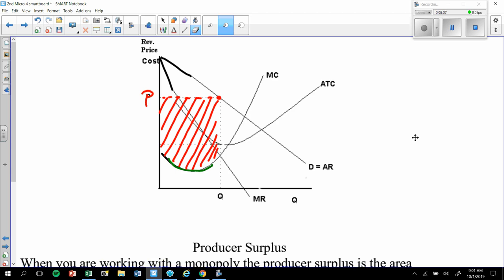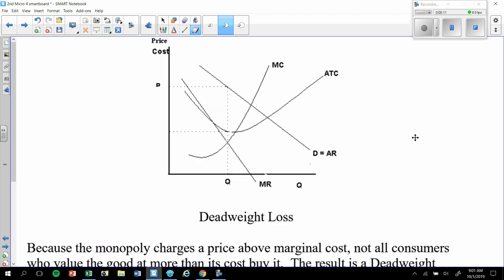So what's that leave us? Consumer surplus, producer surplus, and deadweight loss. Yes, let's take a look at deadweight loss here. To figure out deadweight loss, you've got to look at this if this were a perfect competitive market.